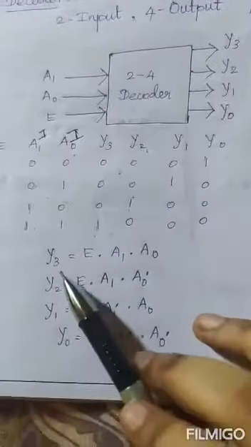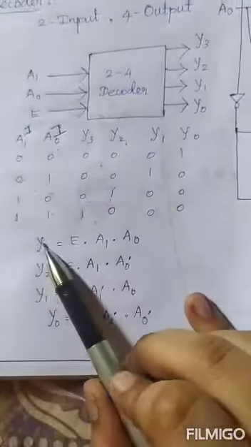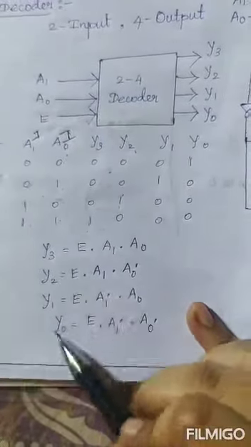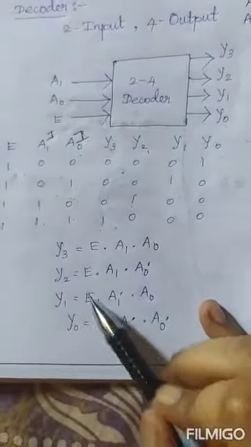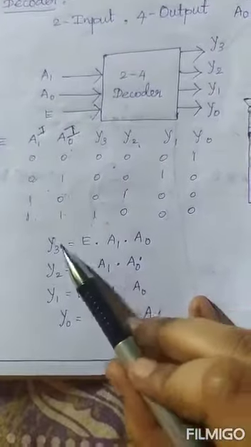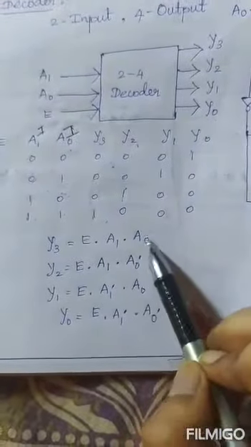Now I have to write the formulas for these outputs, because we have to draw the circuit diagram with the help of these 4 formulas. I have written these 4 outputs Y3, Y2, Y1, Y0 equal to, and every output has the common thing E, the current. We flow current, dot, we have to multiply it. For Y3 I look at the 2 inputs. There is no current passed, so I just write E dot A1 dot A0.